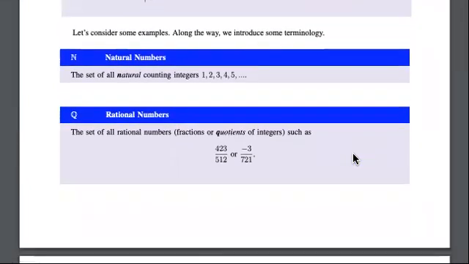Now, as we do this, we like to have some names of sets. So here, N, natural numbers, just the counting numbers, 1, 2, 3, 4, 5, etc. So basically integers that are positive. That's what natural numbers is. We use this symbol N, with these double lines in the middle.